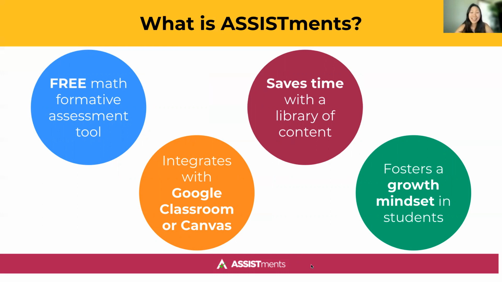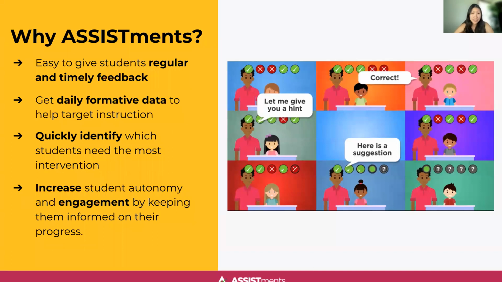So why ASSISTments? Essentially it gives my students regular and timely feedback, right? They could get immediate corrective feedback when they were working independently. This increased their engagement a lot in my classroom. And for me, I could use that data to inform my instruction. So I could get it quickly and then use that to target my instruction based on student misconceptions. And then I could quickly identify which students needed interventions and which students were ready for additional challenges.